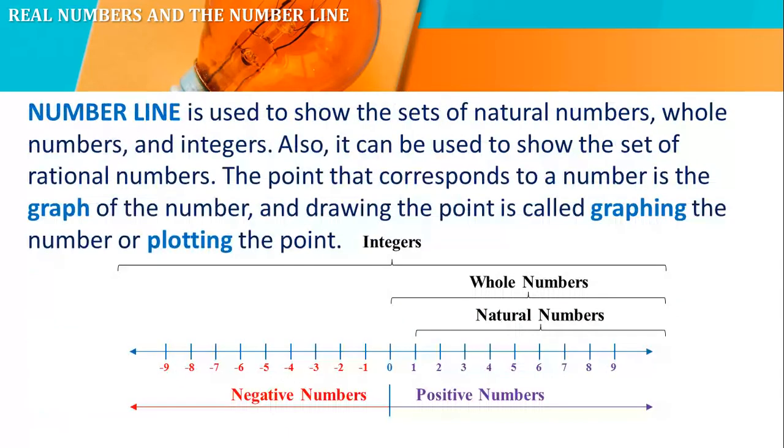Next. So kapag sinabi naman natin na number line, katulad nung sinabi ko kanina, it is used to show the sets of natural numbers, whole numbers and integers. Also, it can be used to show the set of rational numbers. Makikita din dito yung rational numbers. So ito yung mga numbers na wala siya sa integers or nasa pagitan siya ng integers. The point that corresponds to a number is a graph of the number, and drawing the point is called graphing the number or plotting the point. So ito lahat integers yan. To the right are whole numbers or natural numbers, and to the left are negative numbers naman, yung kulay pula.